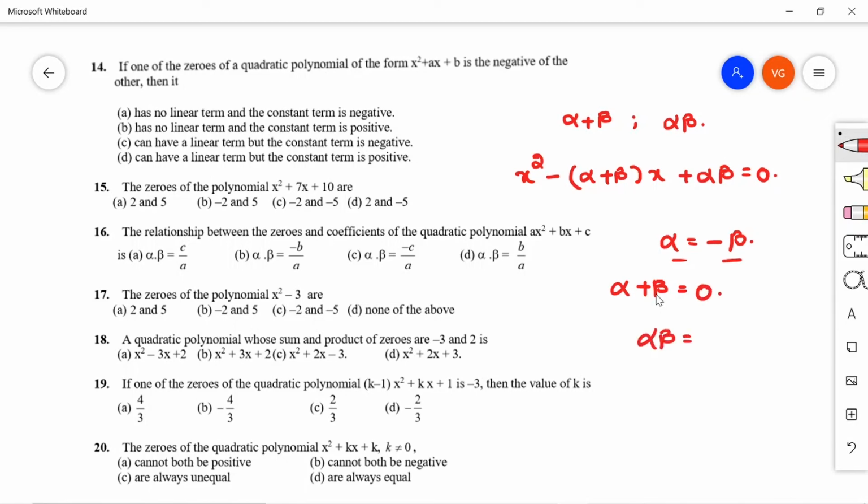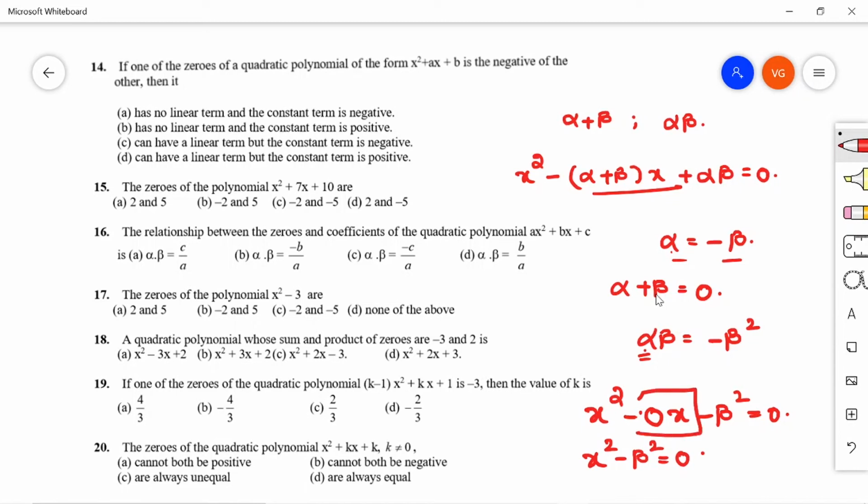And alpha beta will be what? In place of alpha you keep minus beta. So this will be minus beta squared. Then your equation will become x squared, alpha plus beta is 0, so this will be 0x minus b squared equal to 0. So this is x squared minus b squared equal to 0. See here, it doesn't have any linear term. Linear term means x coefficient, right? And the constant term is negative. So it doesn't have any linear term and the constant term is negative. So option A is correct here.